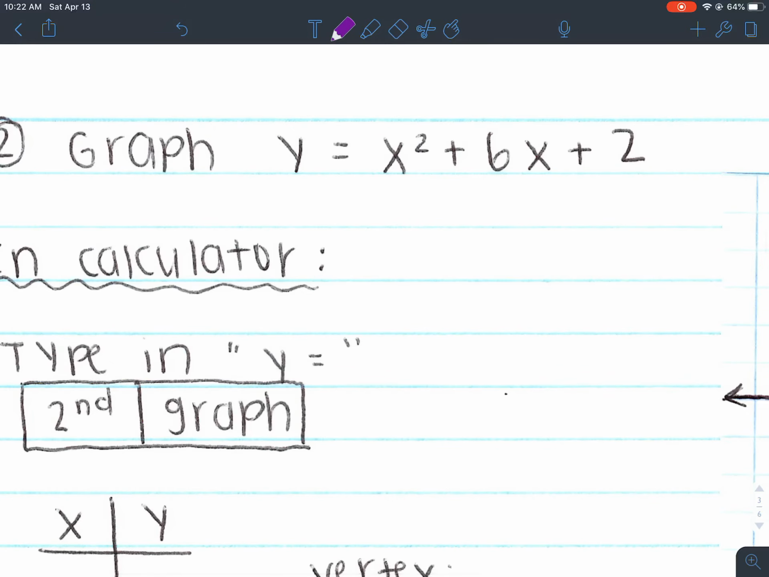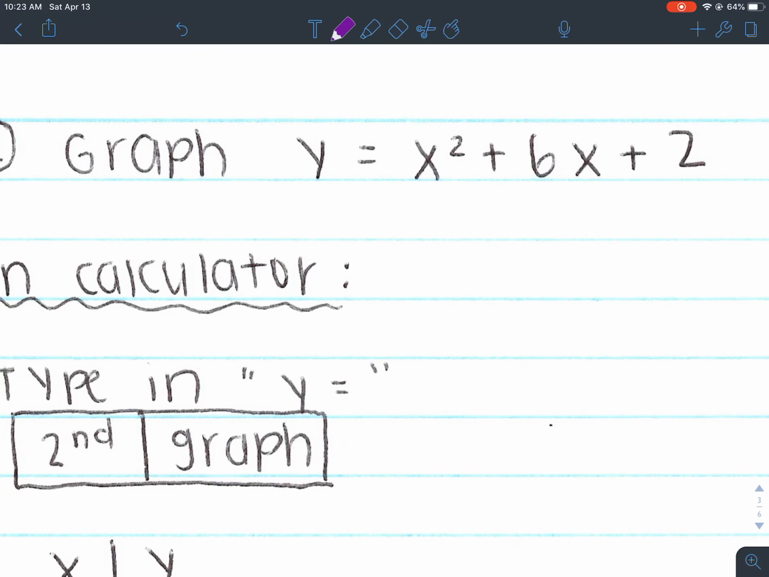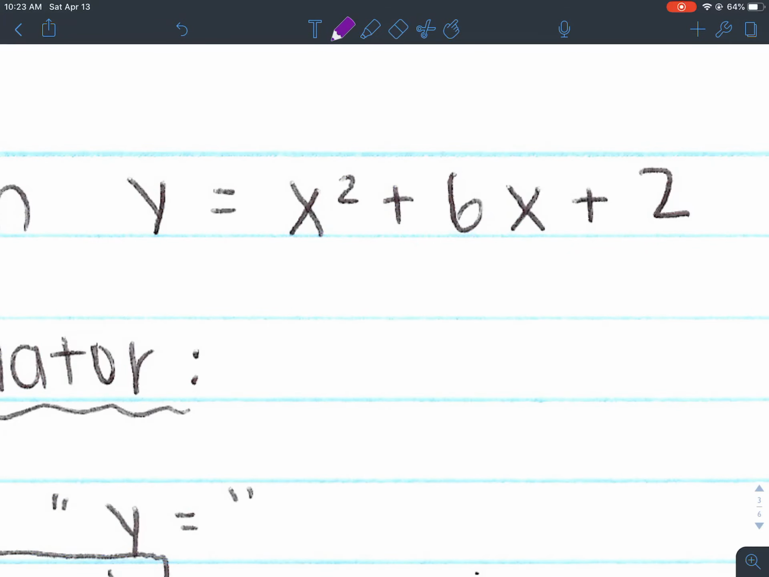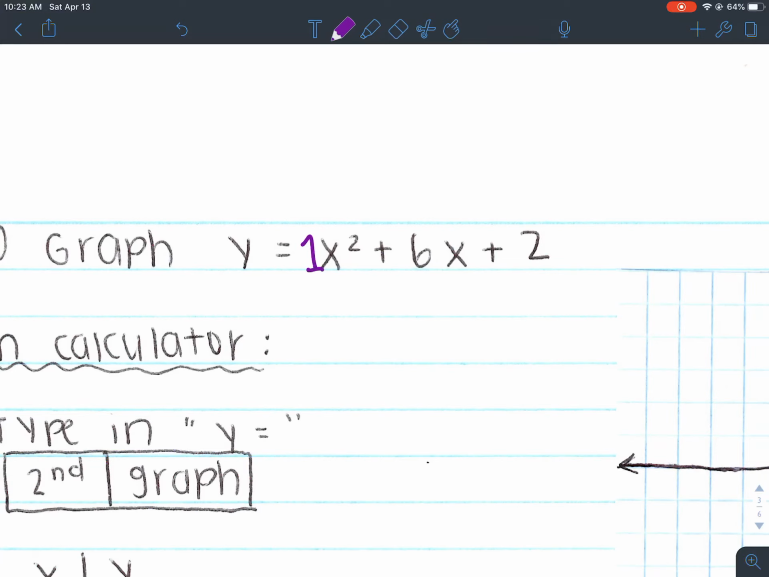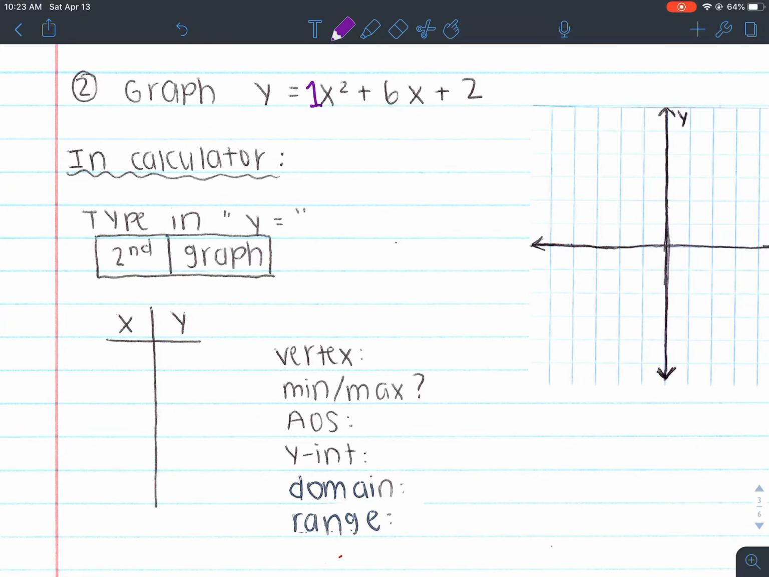Now, while you're typing it in, I want to ask you, what is our a value here? What is our a value? Okay, our a value here is 1. So is 1 positive? Yeah, so should this parabola open up or down? Okay, it should open up because a is positive. So once we graph that, we'll know for sure.